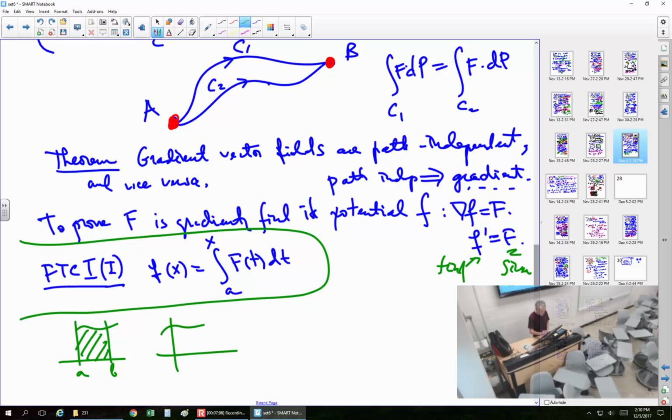But then we don't stop here. We instead let the upper limit of the integral vary. So x varies left, right, and you create a new function, as long as f capital is integrable. Then the statement of the fundamental theorem Part 1 is that this is an antiderivative of f capital. In other words, f prime is equal to f uppercase. So that's exactly what we're after.